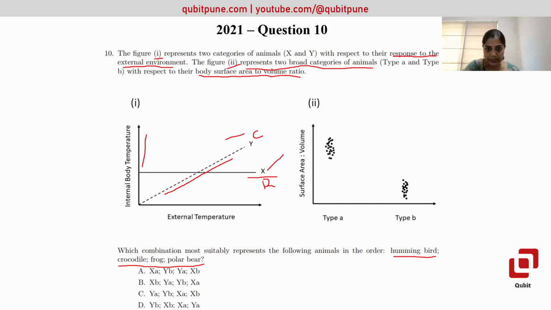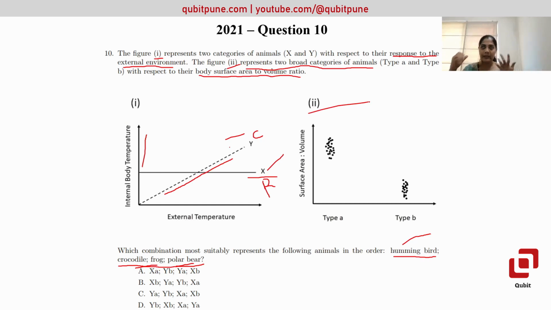So you have to see the regulators first. If we are talking about mammals and birds, the animals we have to find the relation for are the hummingbird and polar bear. These are the two that you can definitely consider under the regulators, and crocodile and frog will be under the conformers. Now the second group that we are referring to.